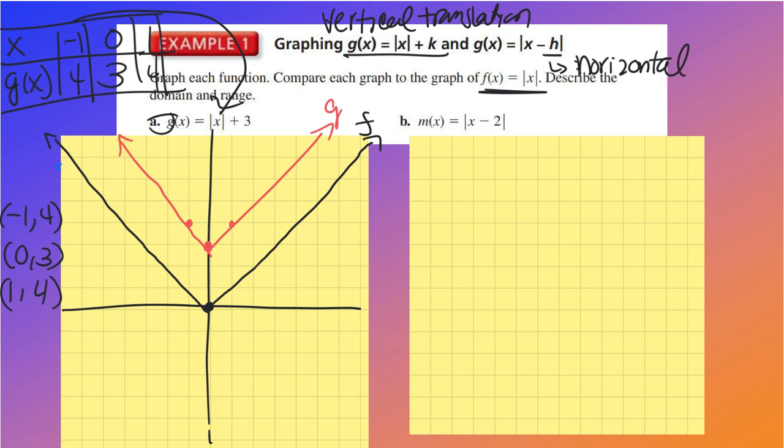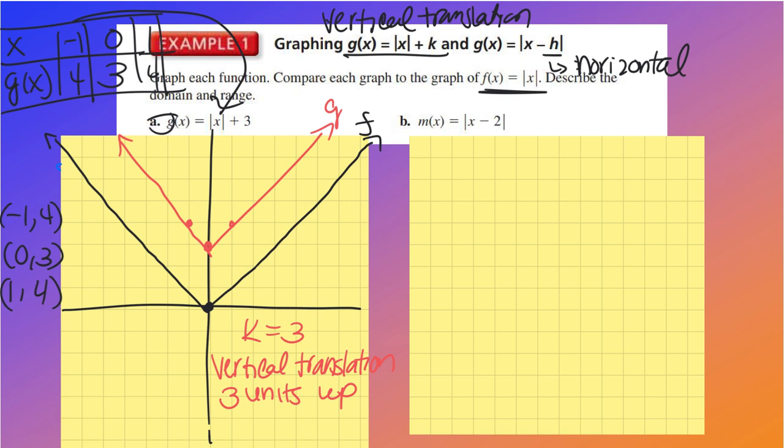Who is K? Remember, K is our 3. That's how we know it's going to be vertical. So it was a vertical translation 3 units up. Remember that vertical determines up and down. 3 units up of the graph.